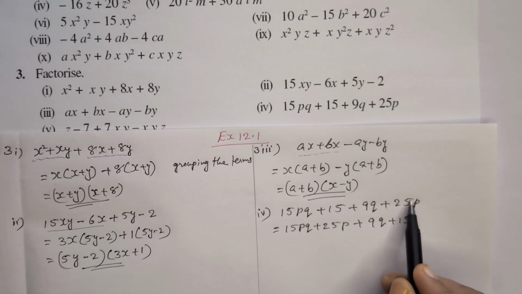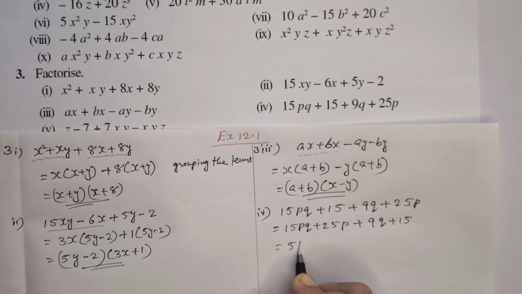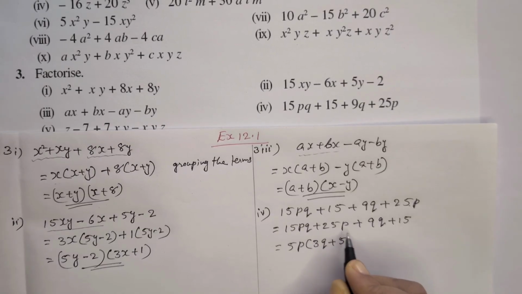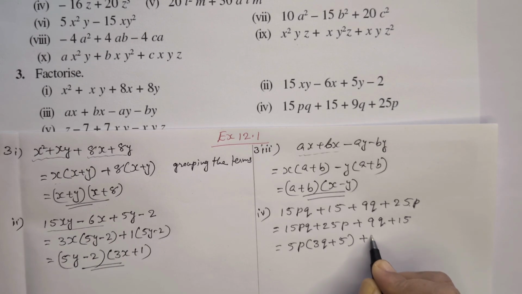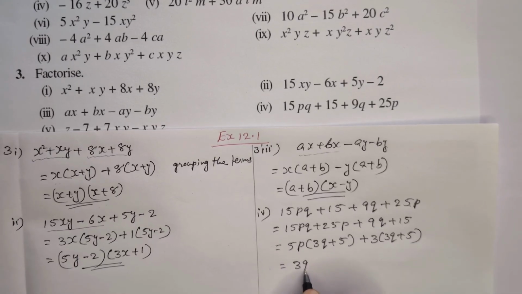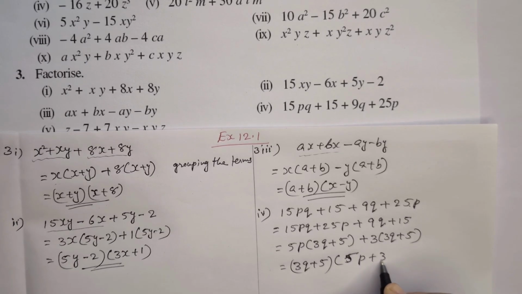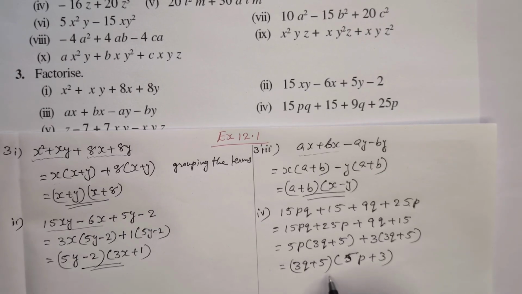15 and 25p. Then from here we can take 5p as common, 3q plus 5. Here we can take 3 as common. Then 3q plus 5 we will get inside the bracket. Then that bracket we can take as common, 3q plus 5, and the remaining terms are 5p plus 3. So 3q plus 5 into 5p plus 3.